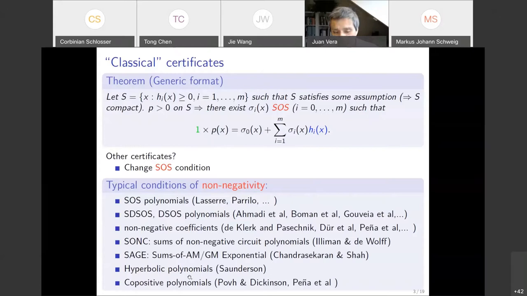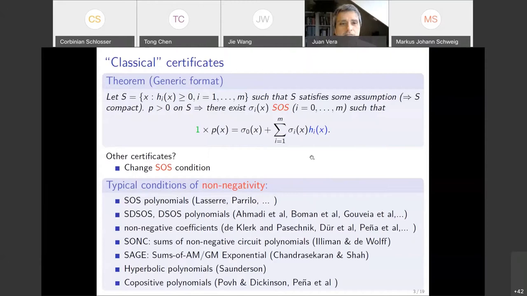And then we have all these classes, and I'm going to define them. They are all interesting classes, and there is a lot of study. We are trying to understand all these classes and the different relationships between them. And this is what I want to call the classical certificates. Let me know if there is any question here, but this is what I have in mind when I mention the classical certificates. Several well-known theorems fall into this category.